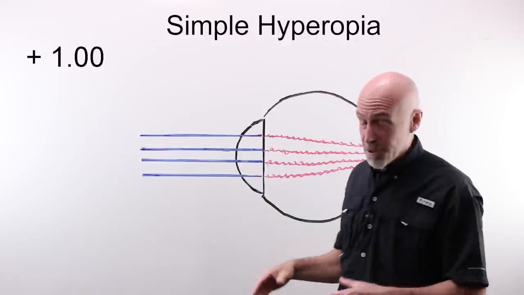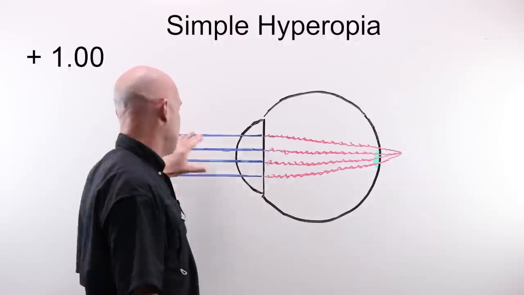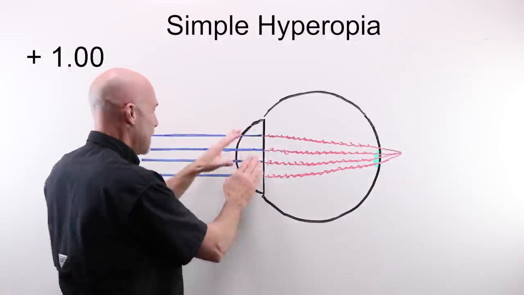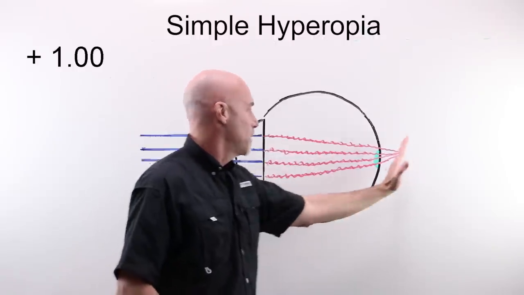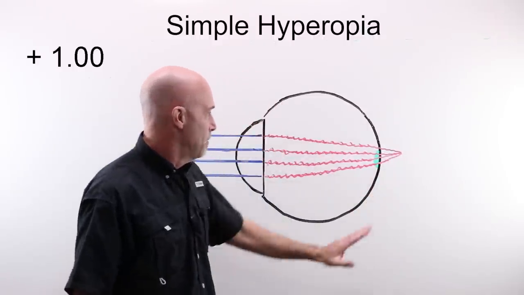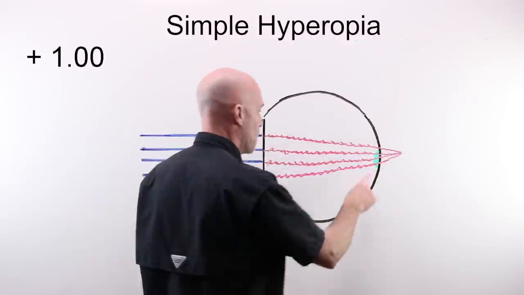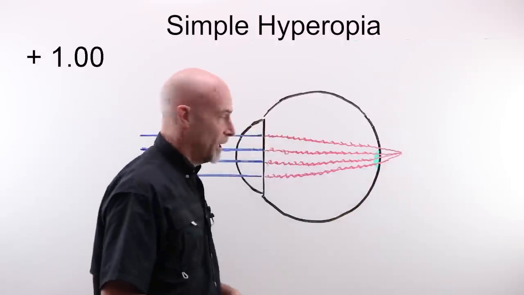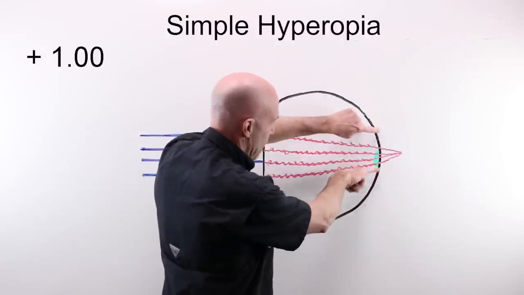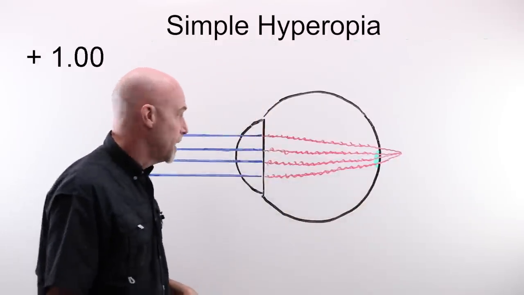Next would be simple hyperopia. Same eyeball, same cornea, same shape, same rays of light coming in, hitting the cornea, passing through the eye, and instead of falling short, they are falling on an imaginary place beyond where we want them. We want them here, they're trying to hit out here someplace, obviously putting them not where we want them, but to the side of where they actually need to be.